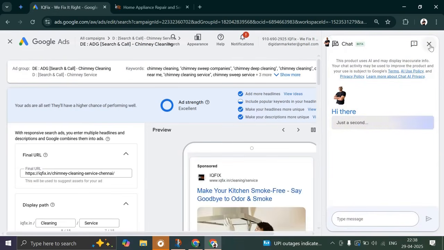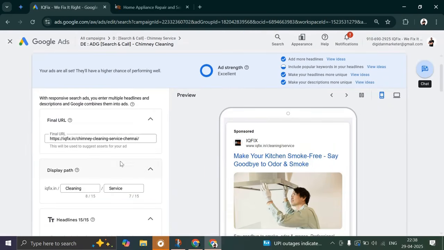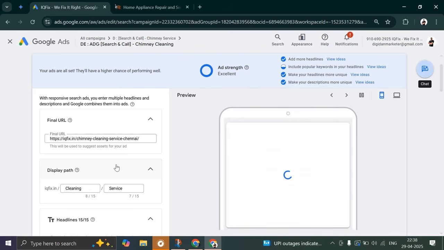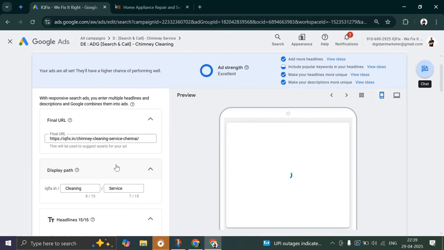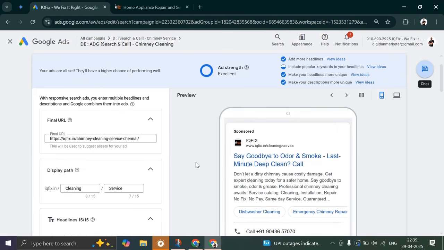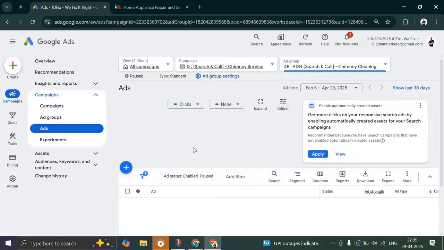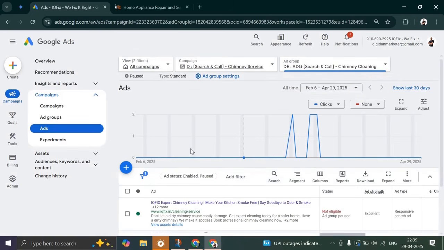So my target audience doesn't get confused between repair and cleaning services. If we have keywords for both cleaning and repair in a single ad group, then you have to have a single ad, and that ad will have both repair related headlines as well as cleaning related headlines. Then a person searching for repair will see a cleaning related headline, which will deviate them from what they are looking for, and they might not click on the ad. So if you have this type of ad group structure, for sure you will have a better click-through rate, which will lead to a better conversion rate.